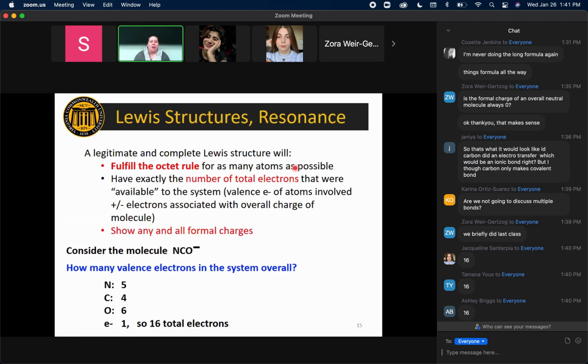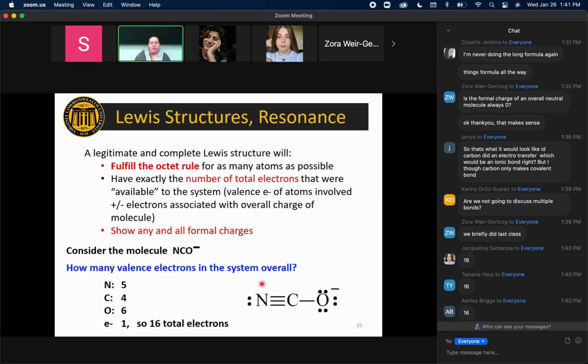Nice work. Okay, and then the final thing, as I mentioned in the last set of slides from this class, the last thing we need to get a complete Lewis structure is to be sure that we're showing any and all formal charges. Okay, so now that we know how to draw complete and legitimate Lewis structures, this is my example here of NCO minus. This is one legitimate Lewis structure for NCO minus, and there are others that we will see.